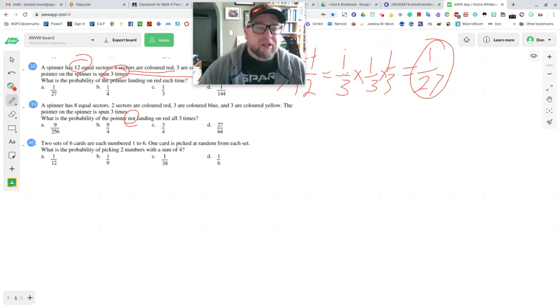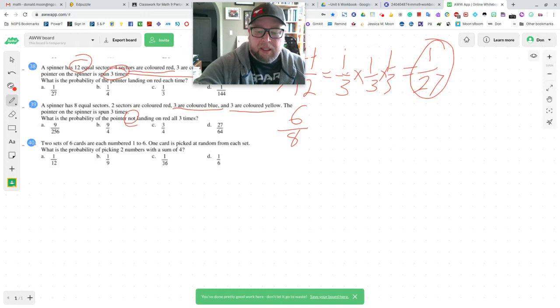All right. So in this case here, we have to add up the other 2. So we have 3 are blue, 3 are yellow. So that's 3 and 3 is 6. And it's out of 8 this time. Now, of course, we do have to reduce this. If we divide this by 2 and the denominator by 2, we get 3 out of 4.